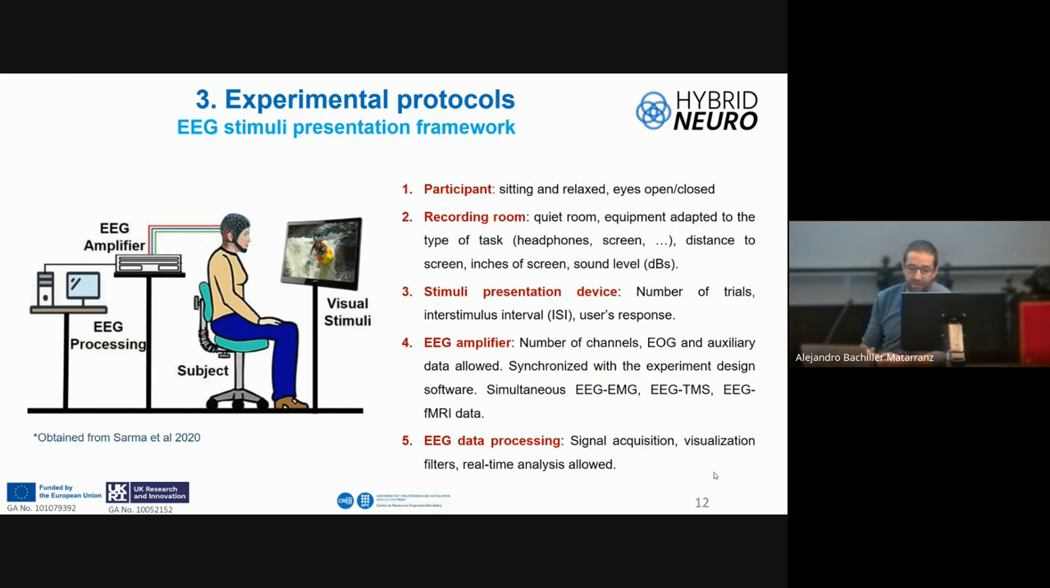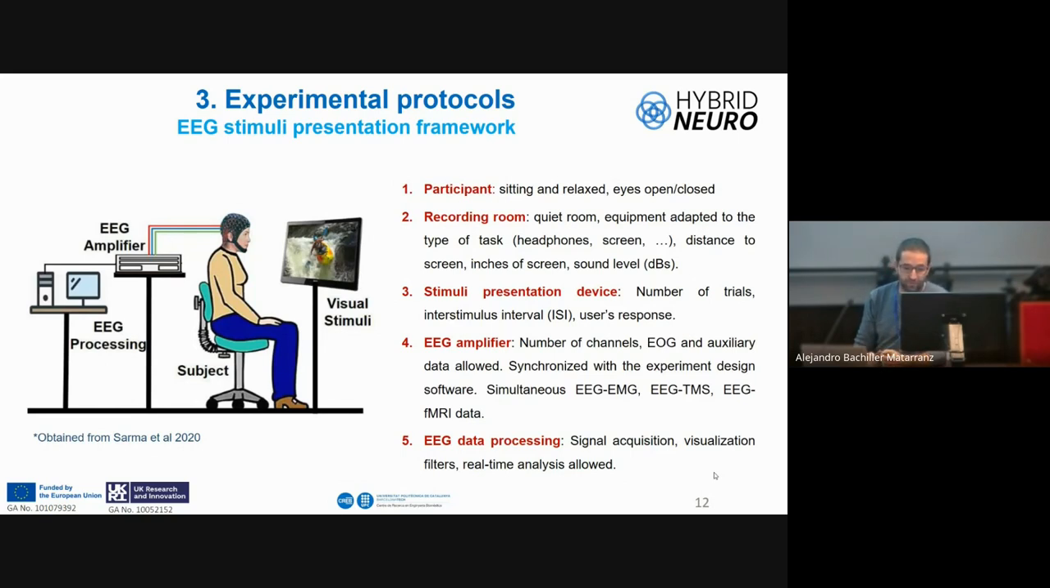The equipment should be adapted to the type of task. For example, the headphones, the screen, the distance to the screen, the decibels of the sound. All these little variables are necessary to be controlled. For the stimuli presentation device, there are other kinds of features that are necessary to configure: the number of trials, the interstimulus interval, the difference between different stimuli, and whether a user response is necessary and how, clicking the mouse, pushing a button, looking at the screen with an eye tracker, different kinds of responses.